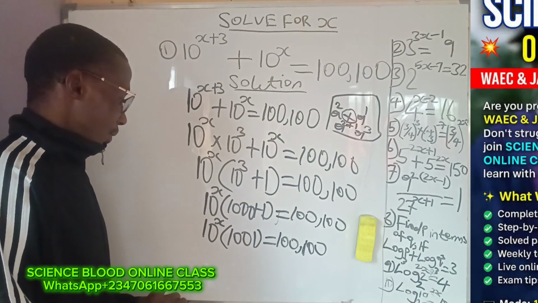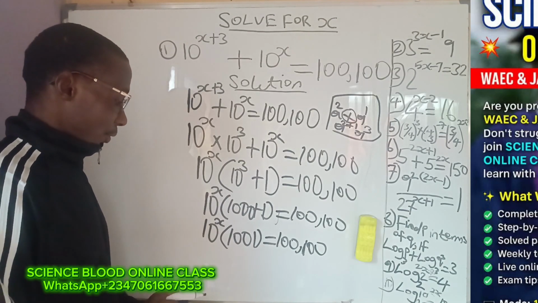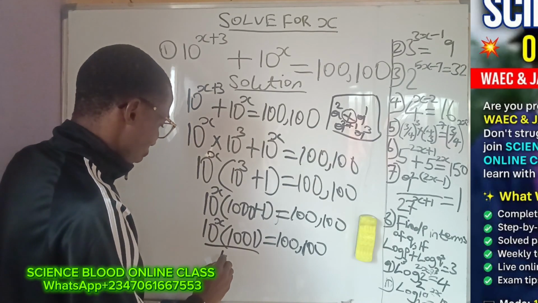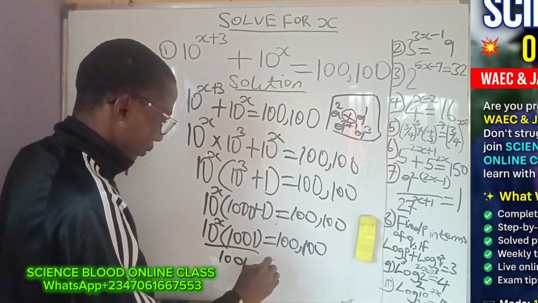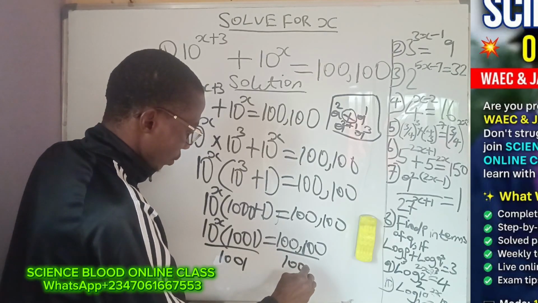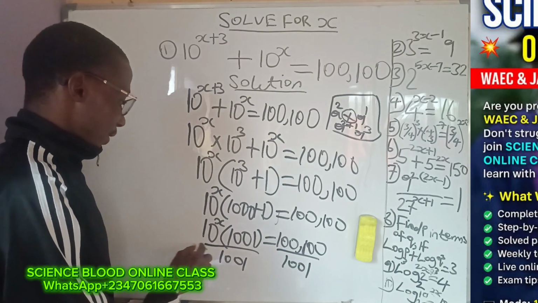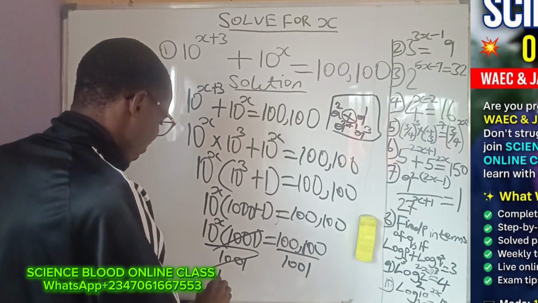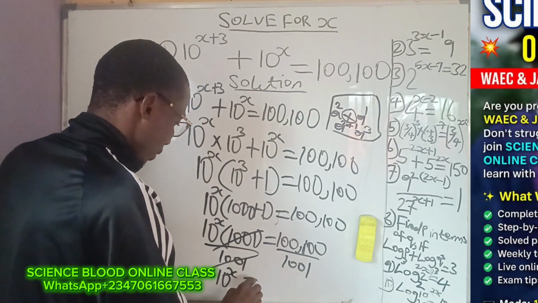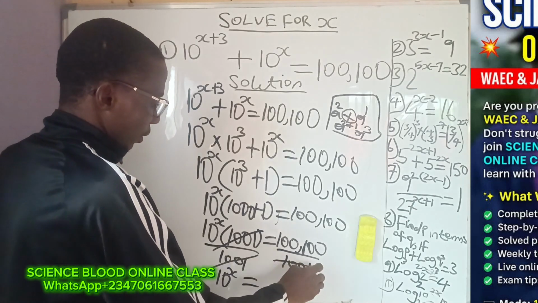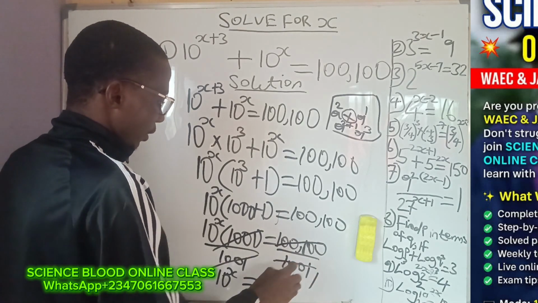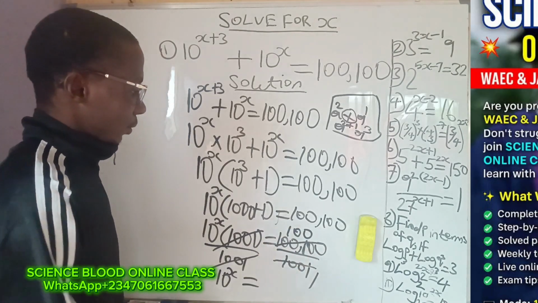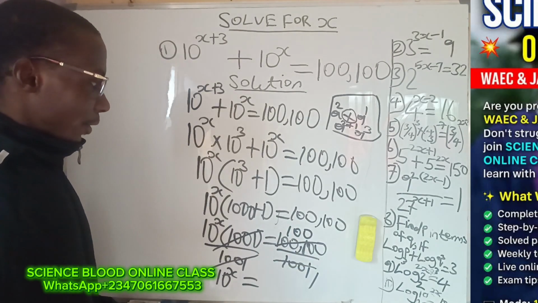So now what next? We are going to divide both sides by the coefficient of 10 to the power of x, which is 1001. Here will be 1001. So on the left-hand side, this cancels this, and what is left is 10 to the power of x is equal to, here this divides itself to give you 1, and we divide the upper one, 100,000, to give you 100. Please do it very well.